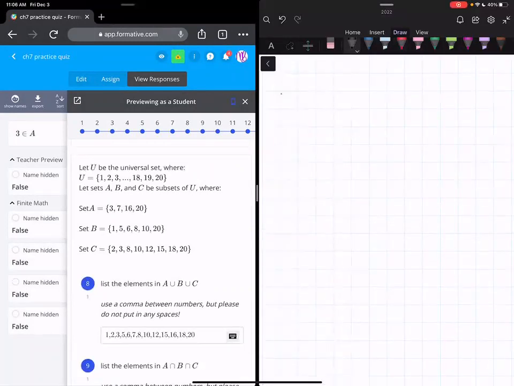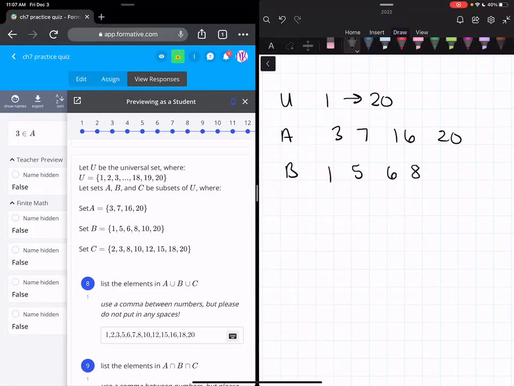So the universe is the numbers 1 through 20. A is just 3, 7, 16, 20. B is randomly weird numbers. On the test, I made the numbers at least make sense. So like, I don't know if it's evens, odds, and threes, I don't know, but I made them so they're numbers that when you look at them, you're like, oh, these numbers exist together for a reason. But I stole this one off of Open Math, so.